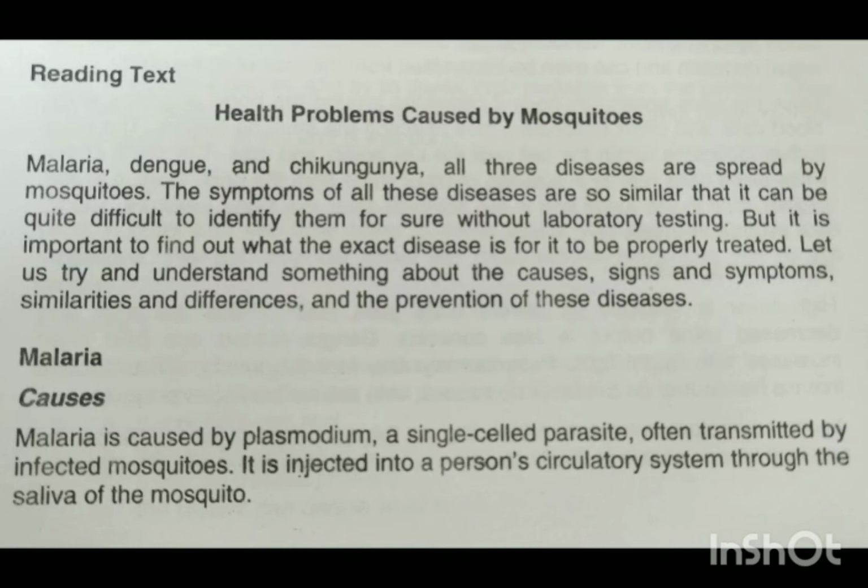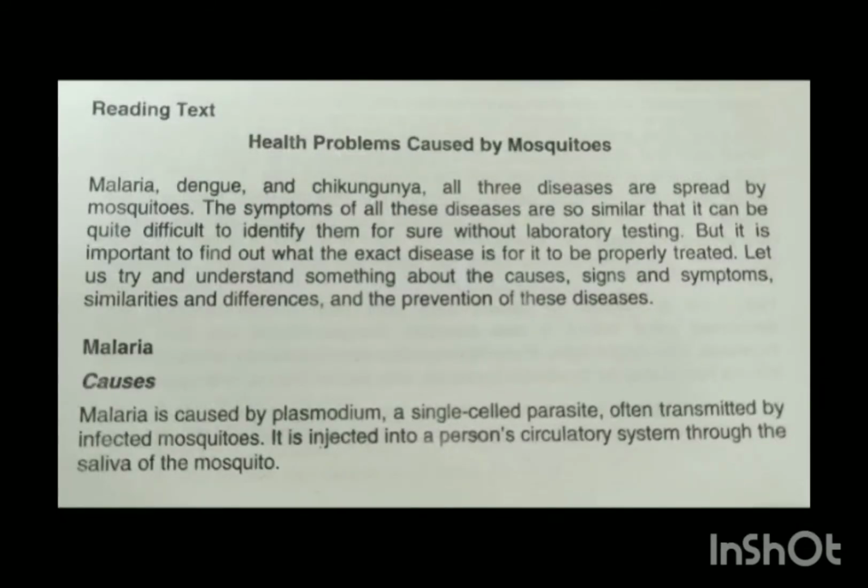treated. Let us try and understand something about the causes, signs and symptoms, similarities and differences, and the prevention of these diseases. Students, we all know that malaria, dengue and chikungunya, all these 3 diseases are spread by mosquitoes.